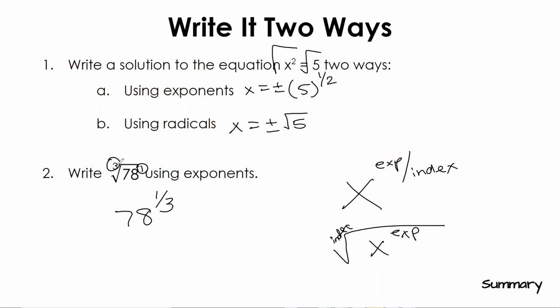So for instance, right now we got 3 in the little cubby hole. That's going to be my denominator. We've got 1. Since there's nothing written there, we assume it's a 1. Then that's going to be my exponent or my numerator.